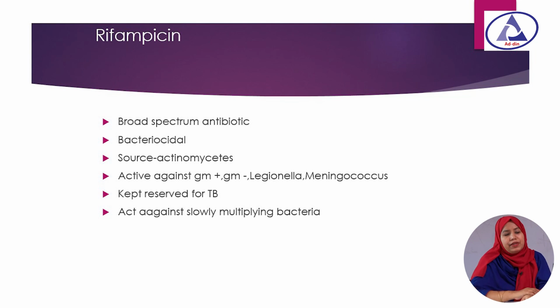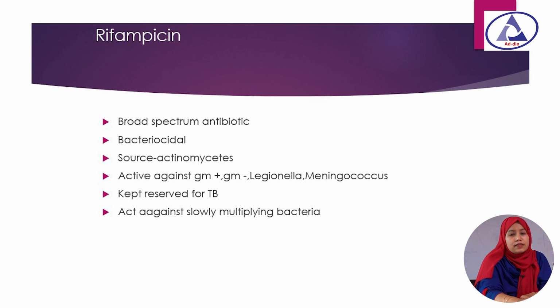Then rifampicin. Rifampicin is the second drug. This is a broad spectrum antibiotic. It is also bactericidal, and the source is actinomycetes. It is active against gram positive, gram negative, Legionella, and meningococcus, but although it acts against these bacteria, it should be kept for TB especially, because TB is an endemic disease and a very serious problem in our country. So, some drugs should be kept reserved for the treatment of TB.